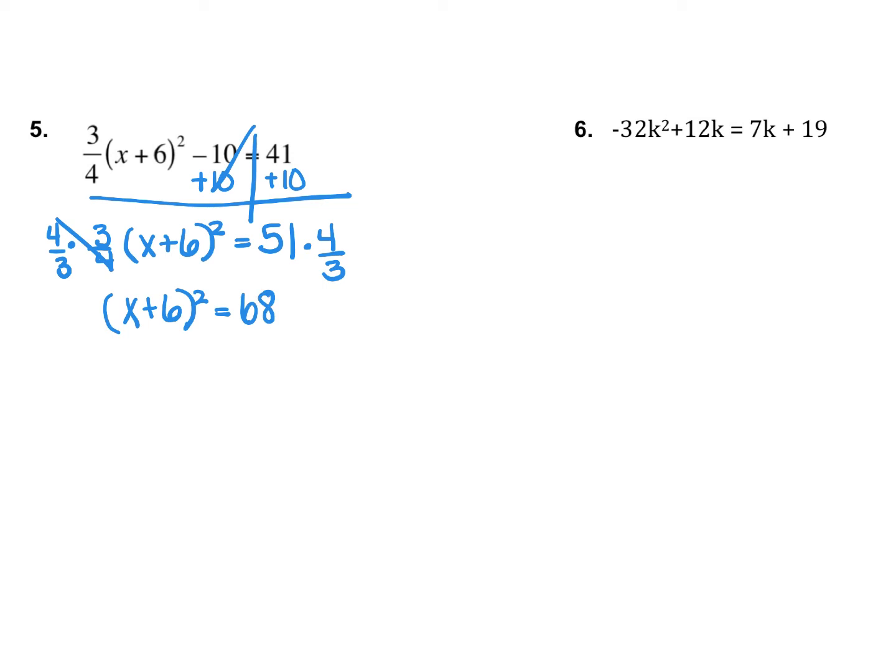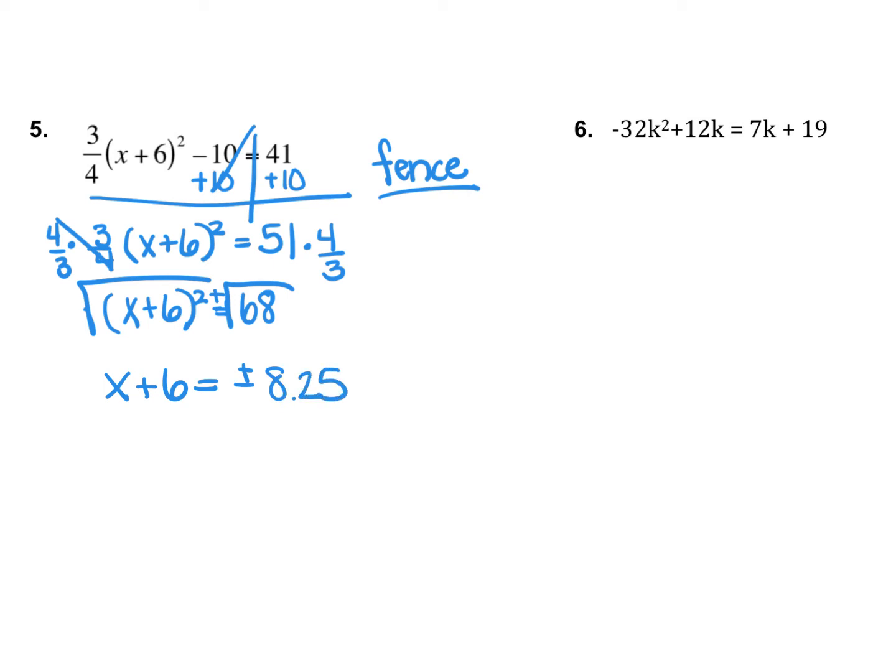And then notice what we're going to do here is take the square root of both sides. So we were solving this using the fence method. All right, so you're going to have x plus 6 is equal to plus or minus 8.25. And then x is going to be equal to 8.25 minus 6, and you'll get 2.25. And then x is equal to, so now you've got your negative 8.25.